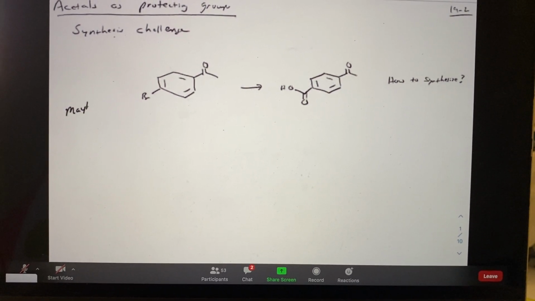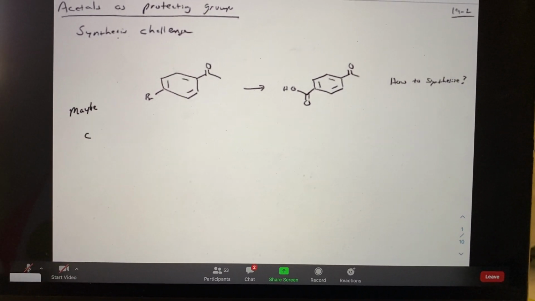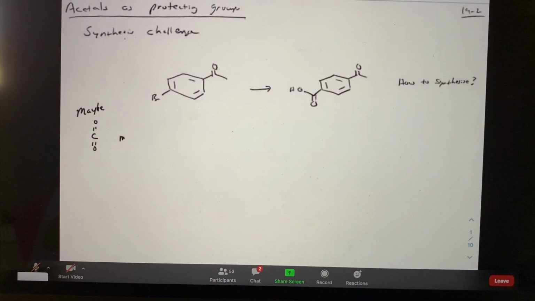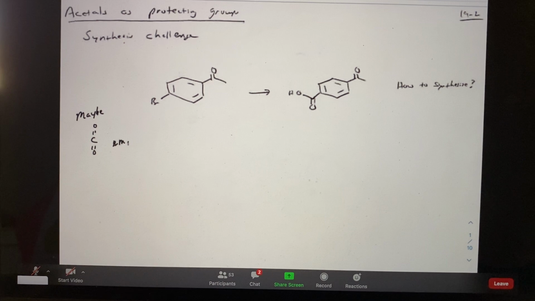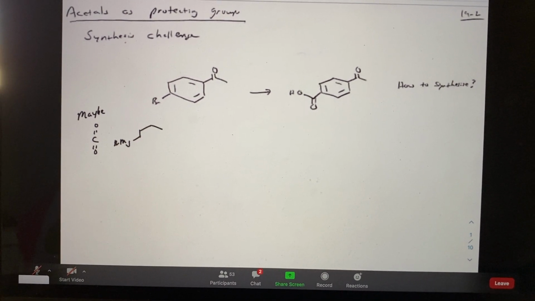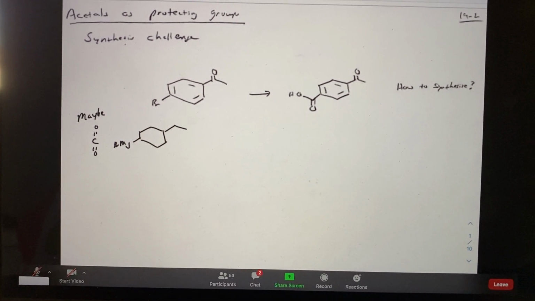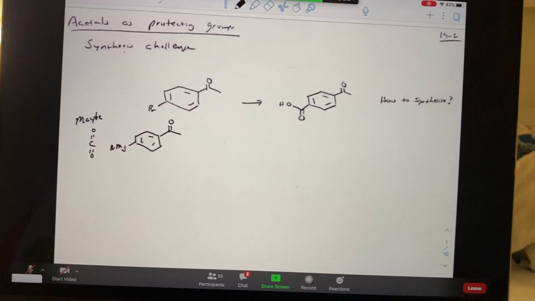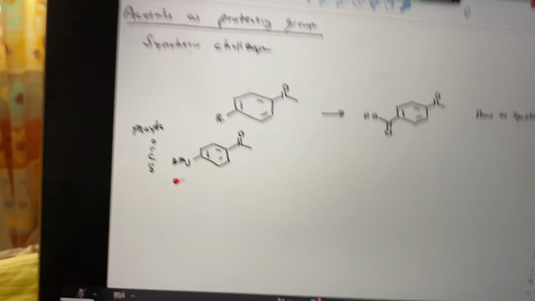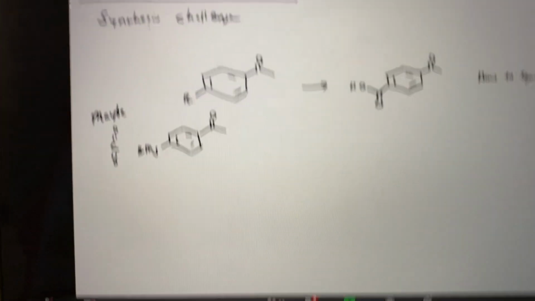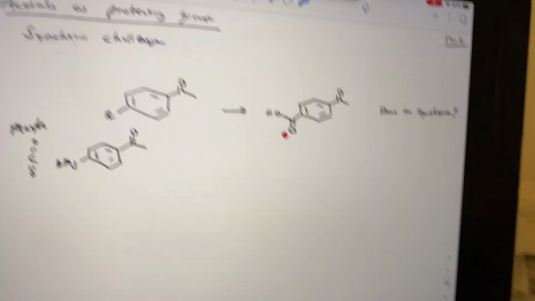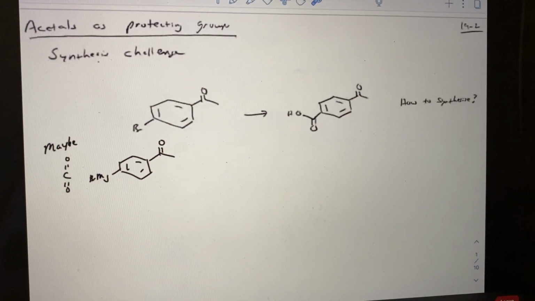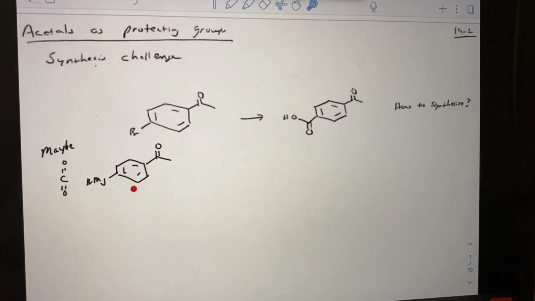So maybe we could have carbon dioxide and this Grignard reagent. And this should allow us then to have this attack carbon dioxide and generate our final carboxylic acid that we want. However, this is going to be a problem because this compound will react with another equivalent of it.